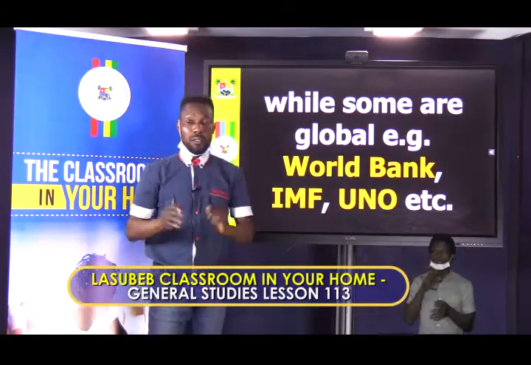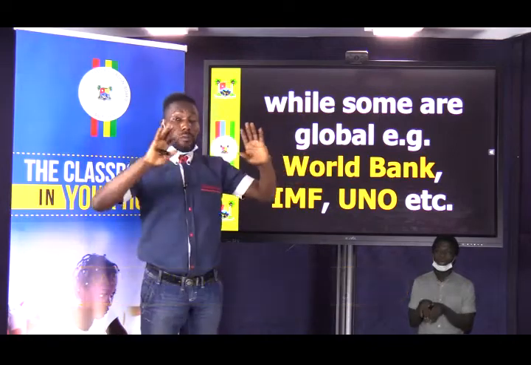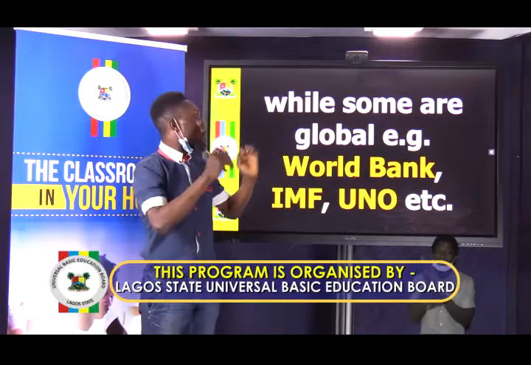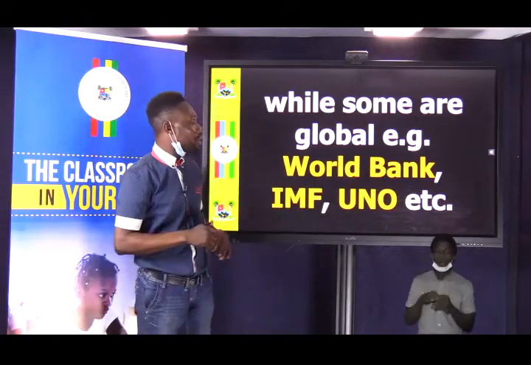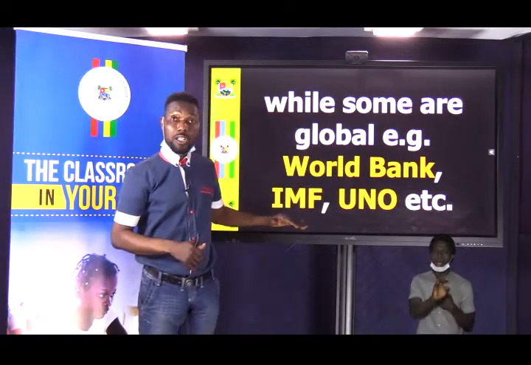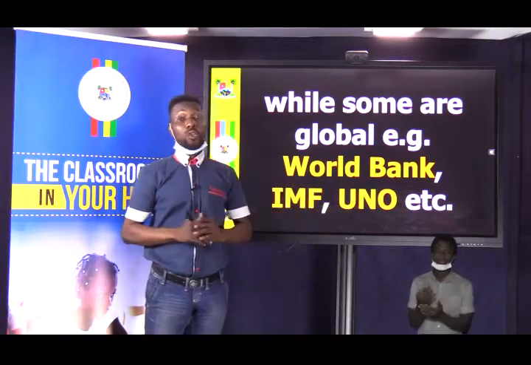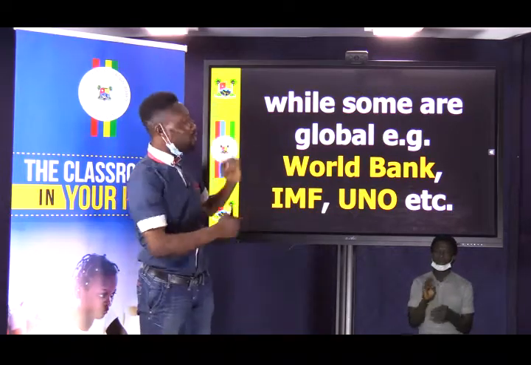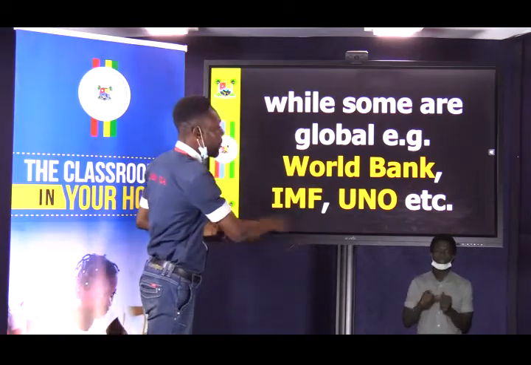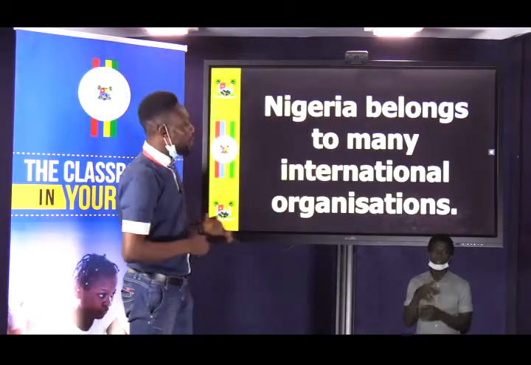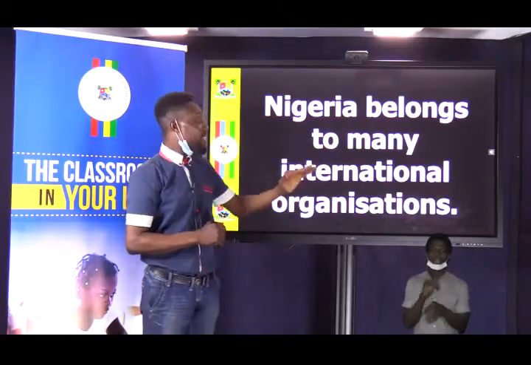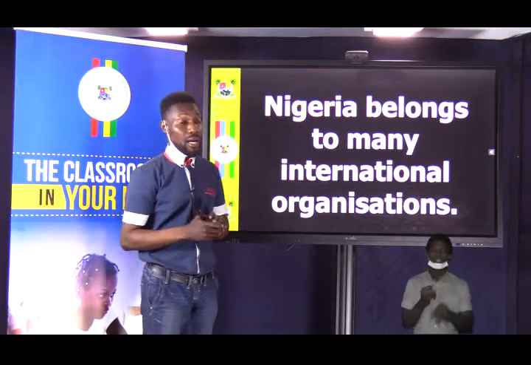Some are global. That means all the countries in the world could be part of the association or organization, just like the World Bank, the IMF, that's the International Monetary Fund, and UNO, the United Nations Organization. These are all examples of international organizations, and we shall look at them in detail now. Nigeria, as a country, belongs to many international organizations.